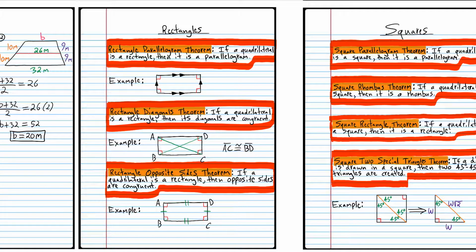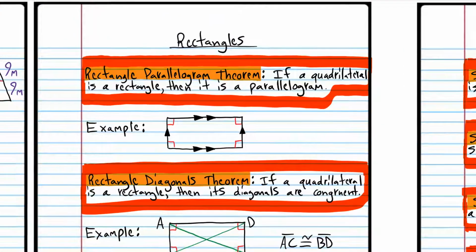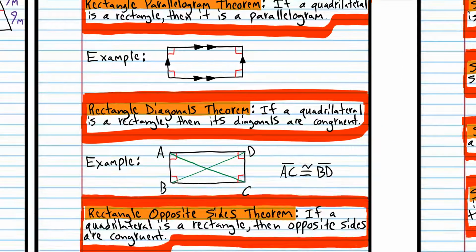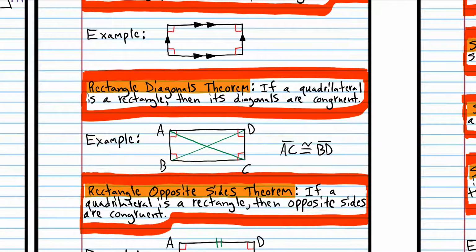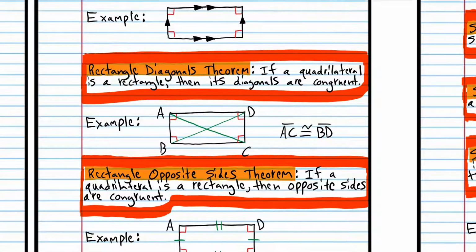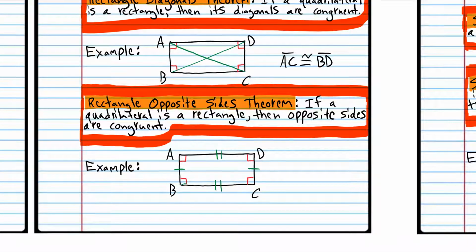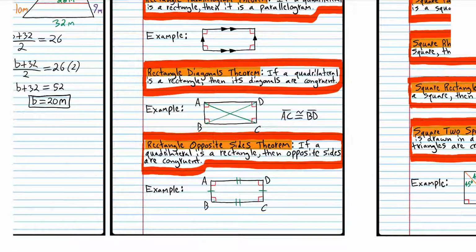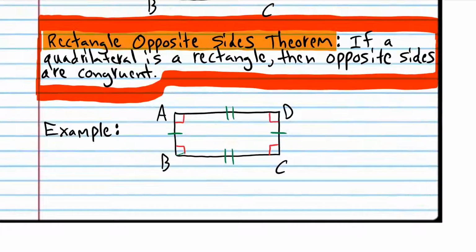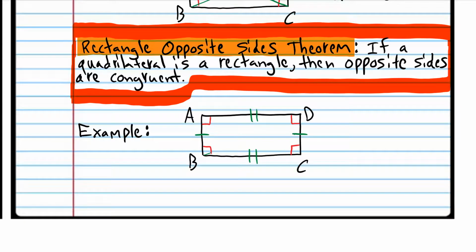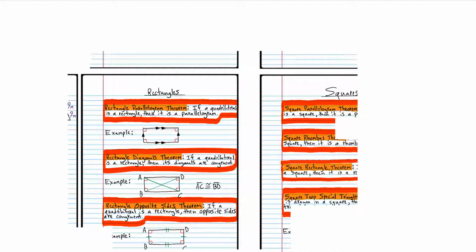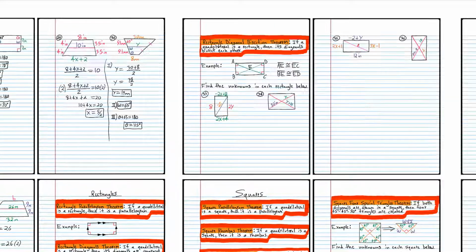So rectangles are parallelograms. That's the first theorem. Rectangle diagonals are congruent, as you might expect. The green ones are congruent. Because a rectangle is a parallelogram, obviously opposite sides are congruent. That's one of our parallelogram theorems. We haven't used that one today, but that's important.